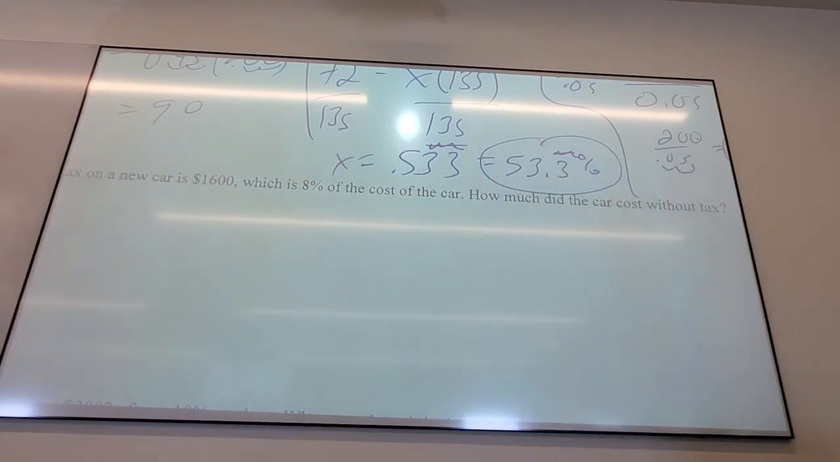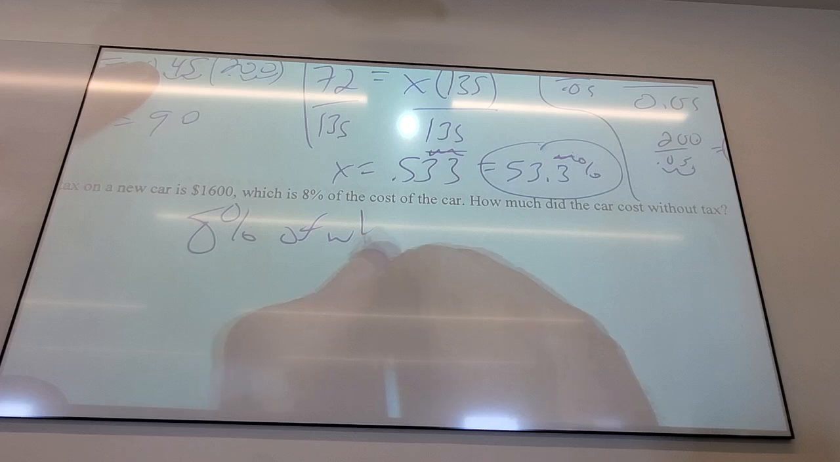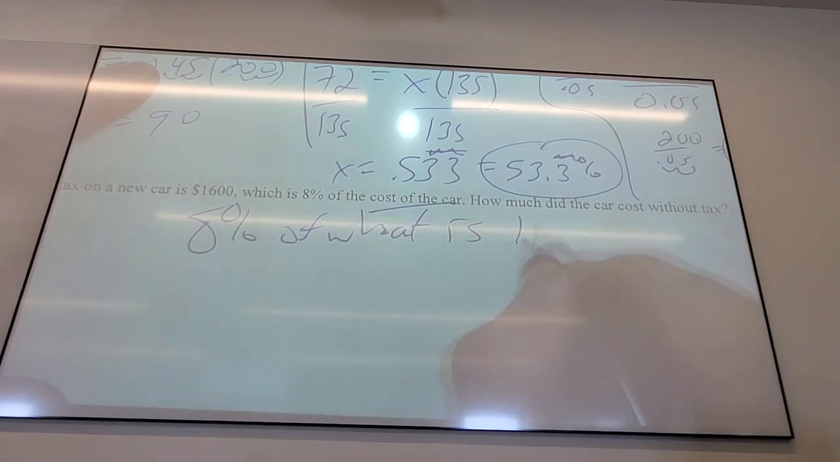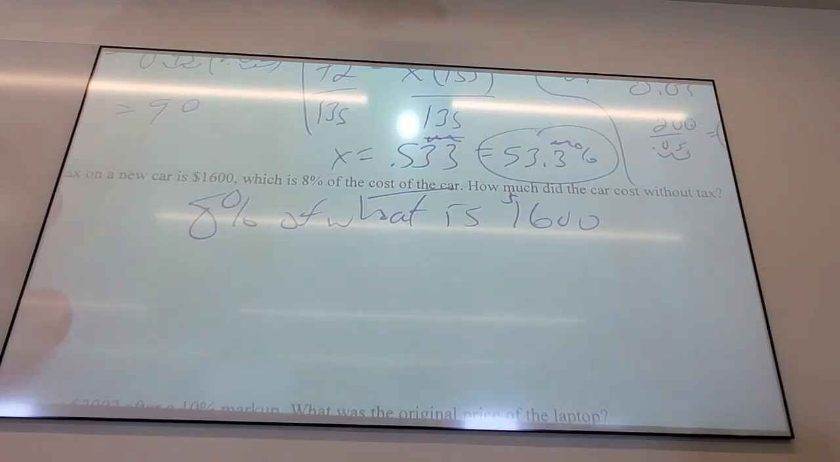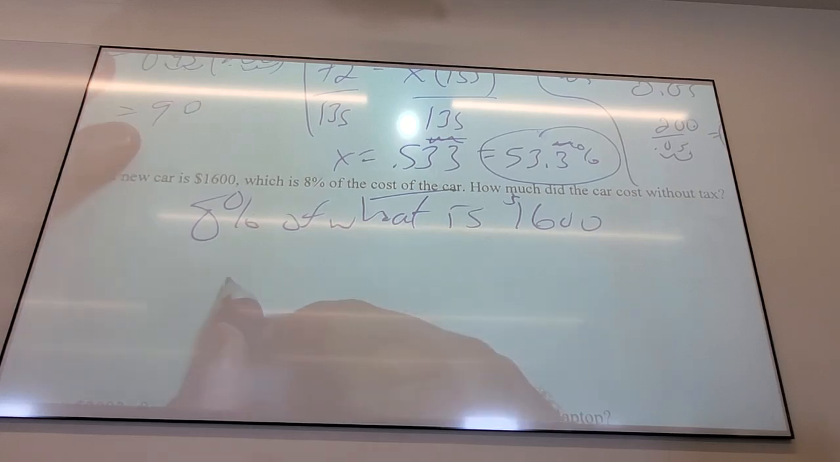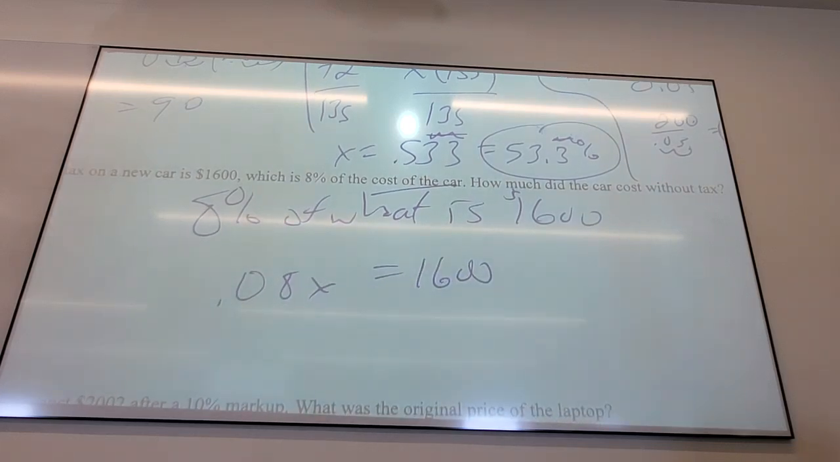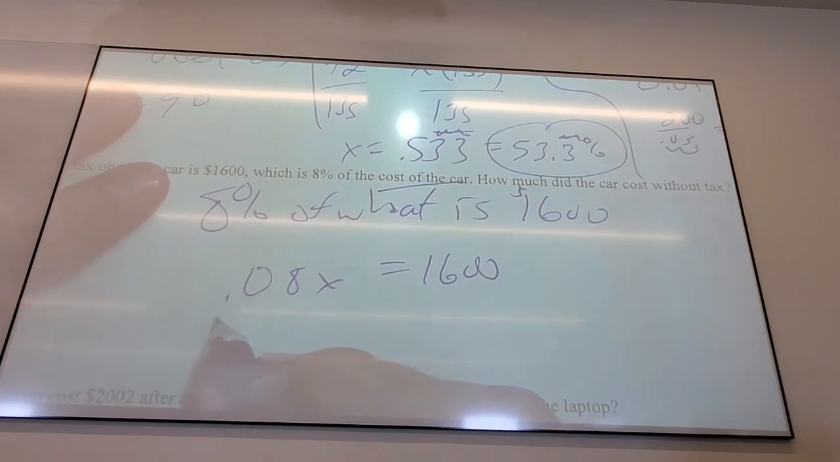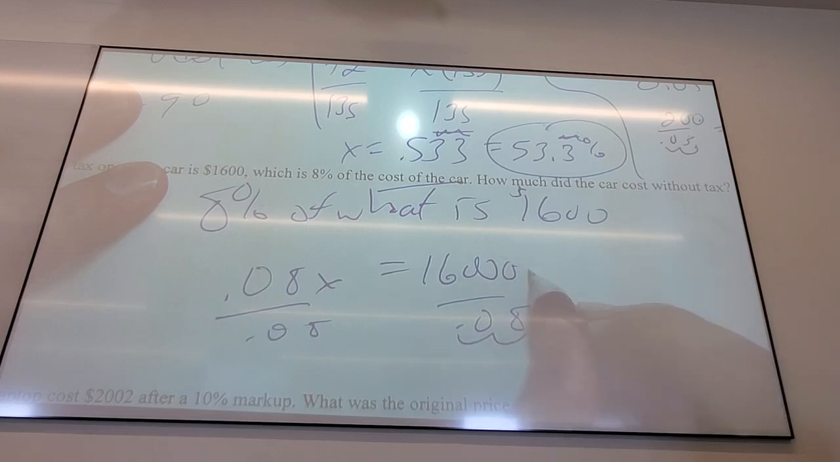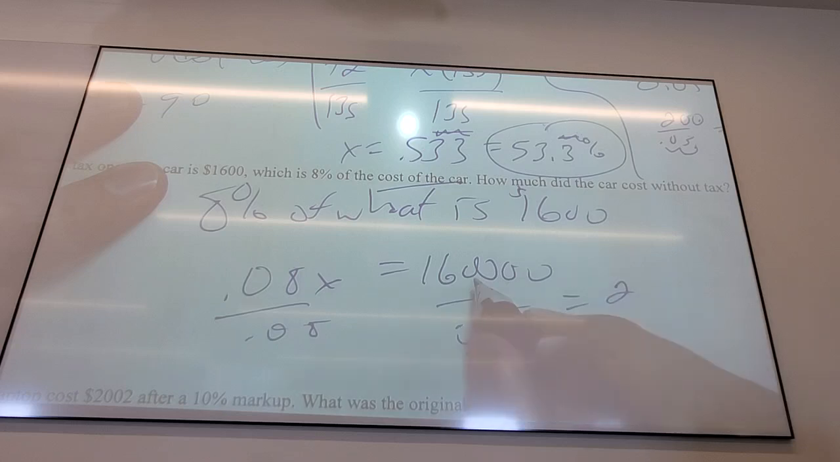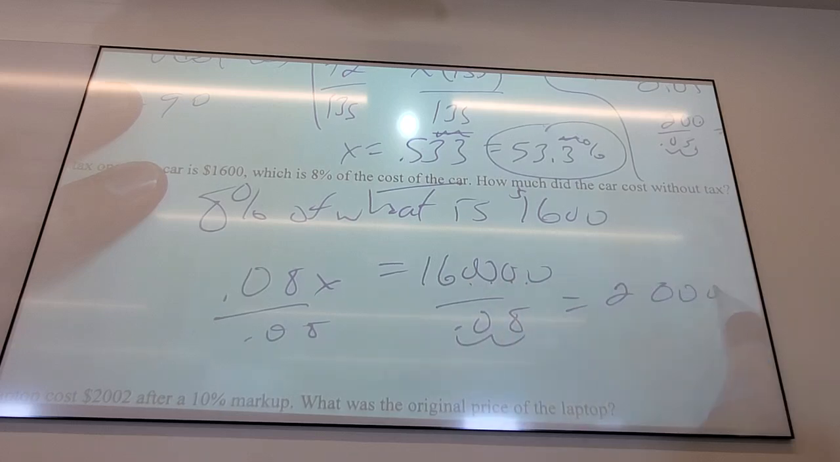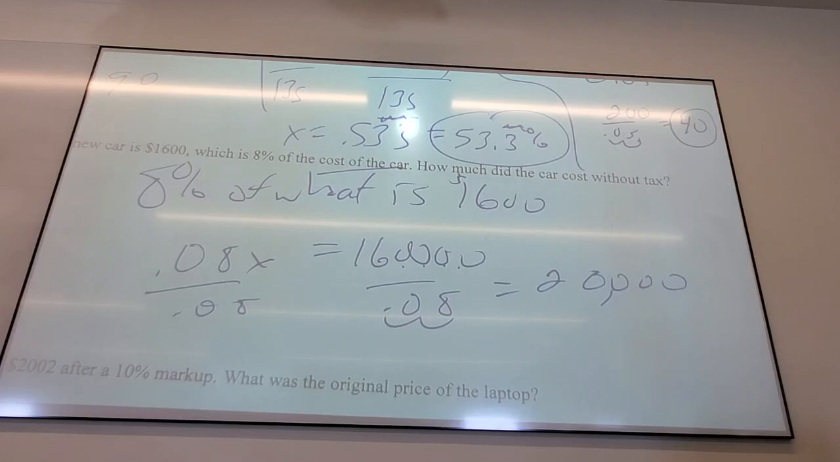8% of what is 1600? That's basically how I could translate that. I didn't say how to use an equation, but I would do this as 8% of what is 1600. And then of course I would just divide. And now you can do the little trick, once, twice. 16 divided by 8 is 2, and then you have 1, 2, 3, 4 zeros. So it was $20,000 to begin with.